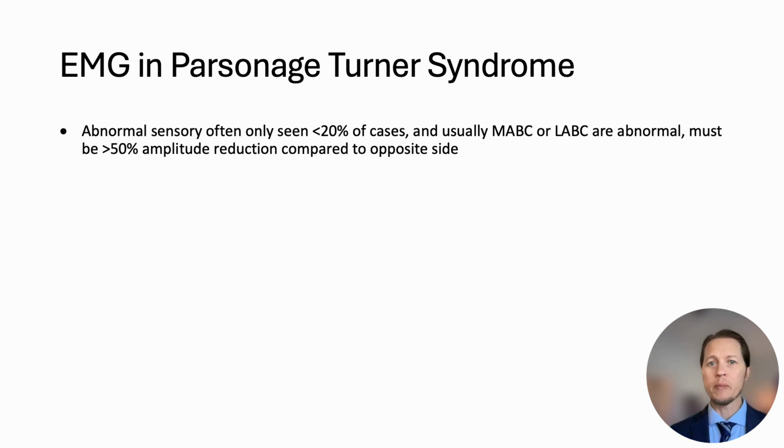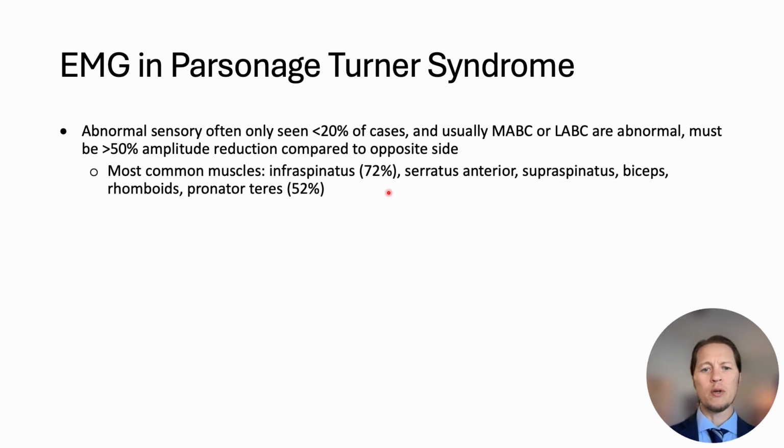So let's talk a little more about the EMG and Parsonage-Turner. Sensory is not as common as motor. It's usually going to be the MABC or lateral antebrachial cutaneous. You should do side to side if you're going to do it by the book and get a greater than 50% reduction. In terms of most common to least common, 72 down to 52.